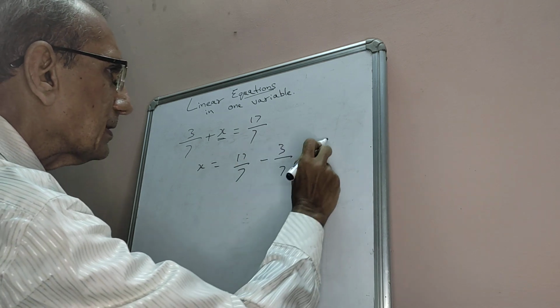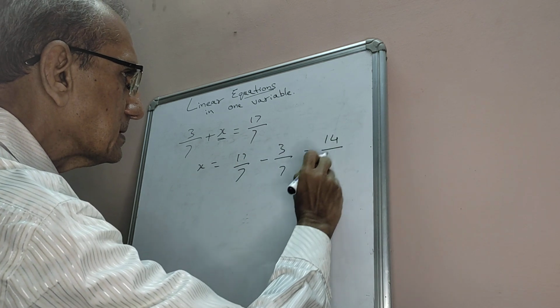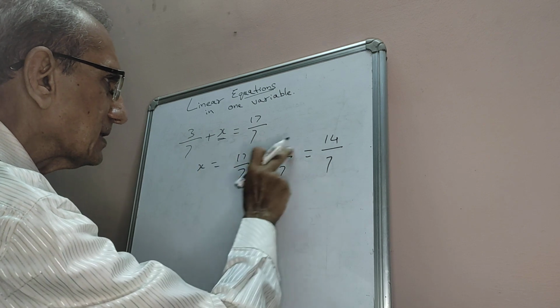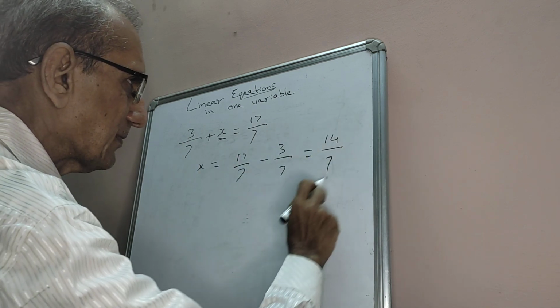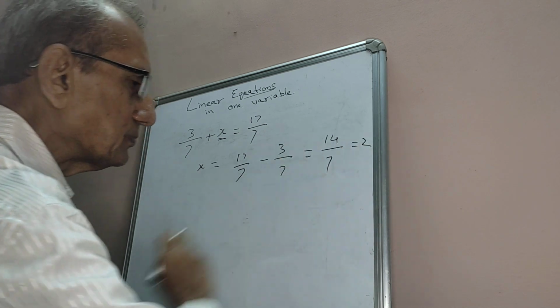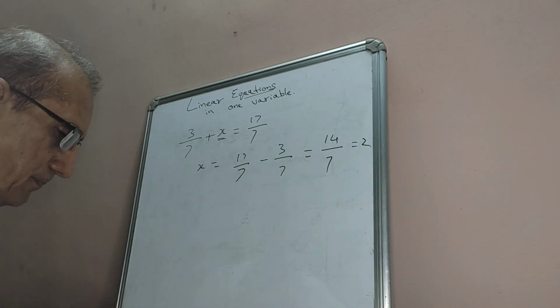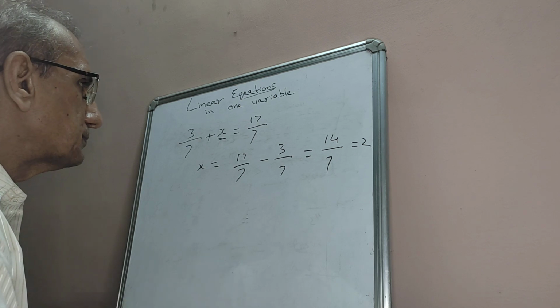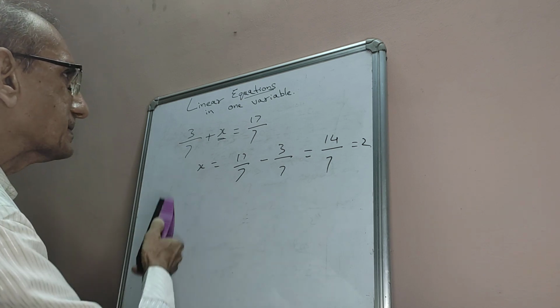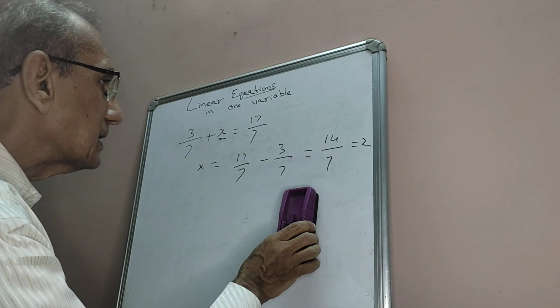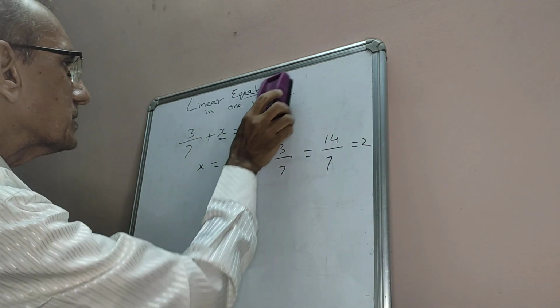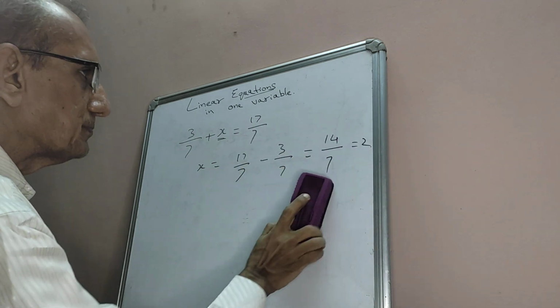So what do you get ultimately? You get 14 by 7. 17 minus 3 is what? 14 by 7. And 7. So the answer would be 2. Okay? That is how you find the value of x. So solving such equations is called solving of linear equations in one variable.